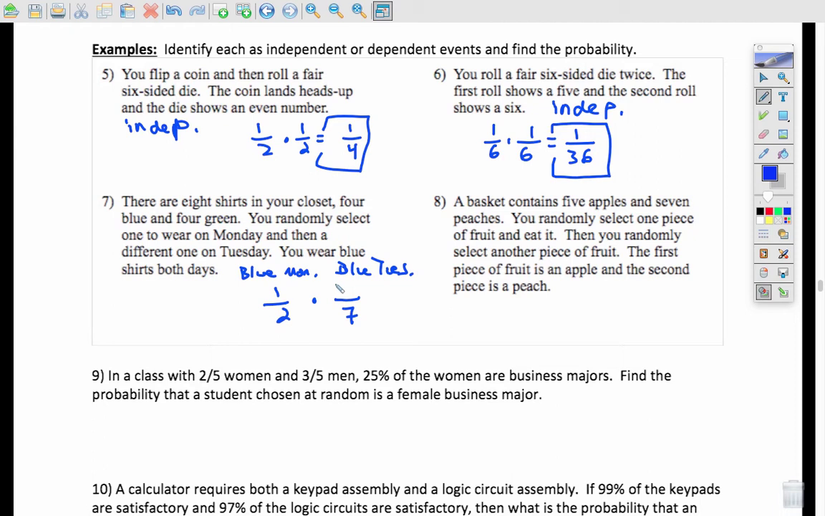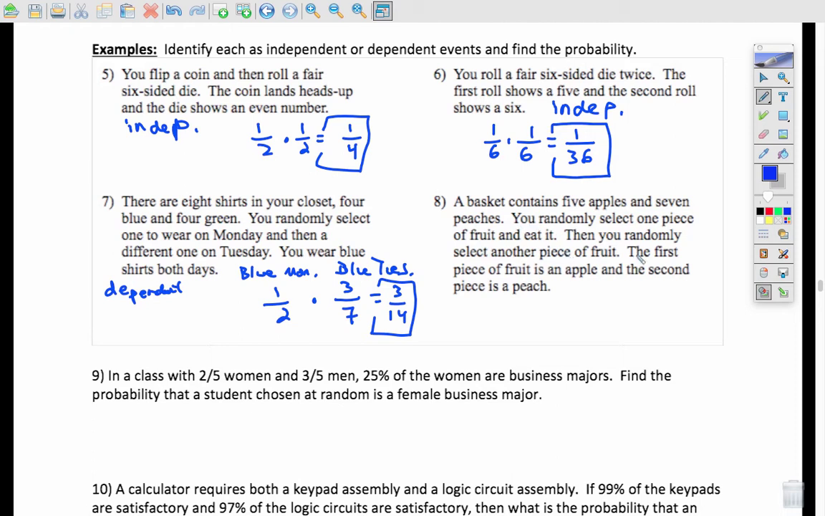Well, there's only 7 of them left if you stop and think about it for a minute, because you've already accounted for the blue shirt. So there's 7 of them left, and 3 of them are blue because you started out with 4 and now you've eliminated 1 by wearing it on Monday. So these are dependent events. What your probability is on Tuesday depends on what happened on Monday. That's why they're dependent. You multiply those two together, and 3 out of 14 is the correct probability that you wear blue shirts on both days.